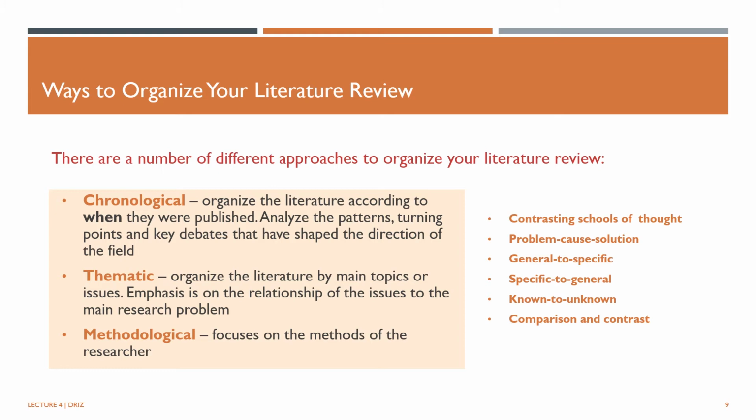A problem-cause-solution order organizes the review so that it moves from the problem to the solution. A general to specific order, also called the funnel approach, examines broad-based research first, and then focuses on specific studies that relate to the topic. A specific to general order tries to discuss specific research studies so conclusions can be drawn. A known to unknown order examines the current literature about the problem and then identifies at the end what is still not known. A comparison and contrast order shows how research studies are similar to and different from each other.